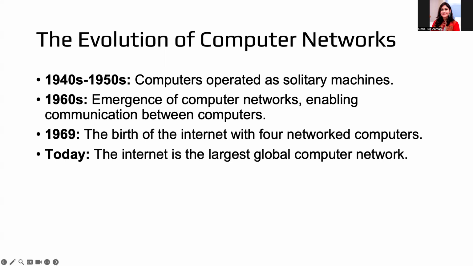A major milestone came in 1969 with the birth of the internet. Initially, it was a network of just four interconnected computers. This small experimental network was the beginning of what would grow into the vast interconnected system we have today. Fast forward to today, the internet has become the largest global computer network, connecting billions of devices around the world. It is now a fundamental part of our daily life, supporting communication, information sharing, commerce, entertainment, and much more.